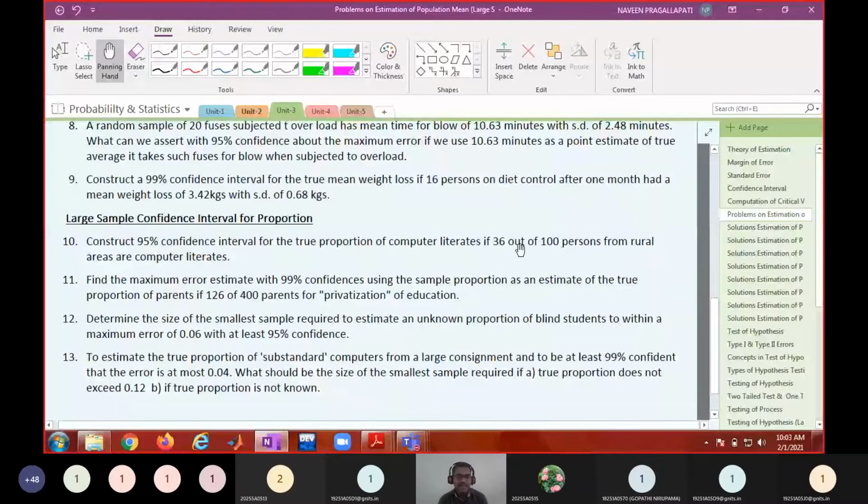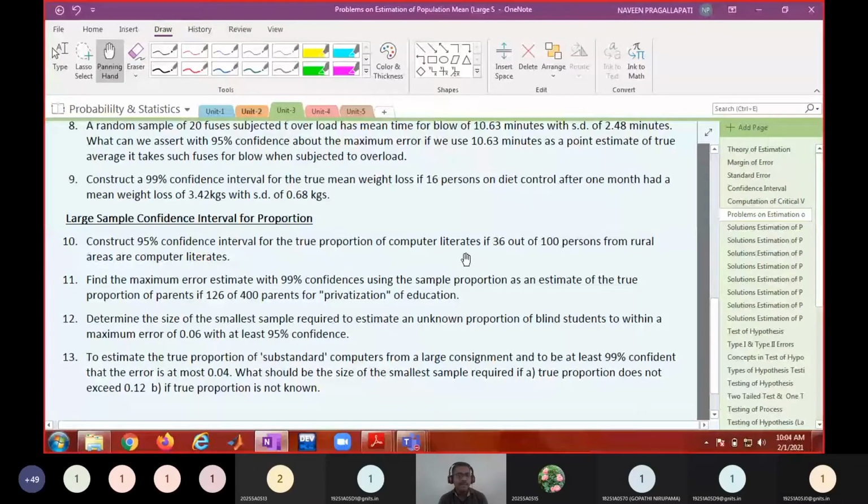So what is your first observation? Is this a small sample or a large sample? Large sample. What is n here? 100. What is the proportion formula? X by n. Proportion is nothing but percentage, and percentage is nothing but probability. 36 out of 100, X out of n, X by n. Do you understand?